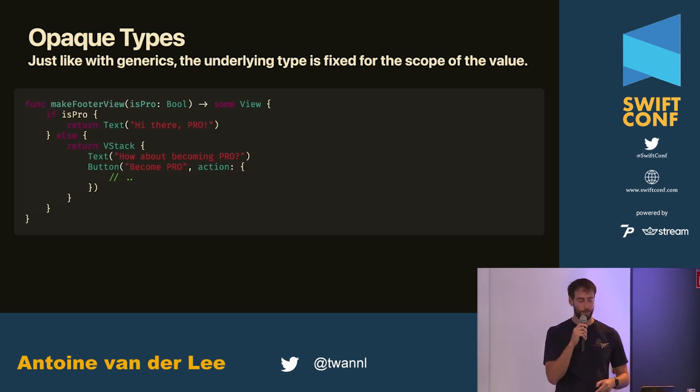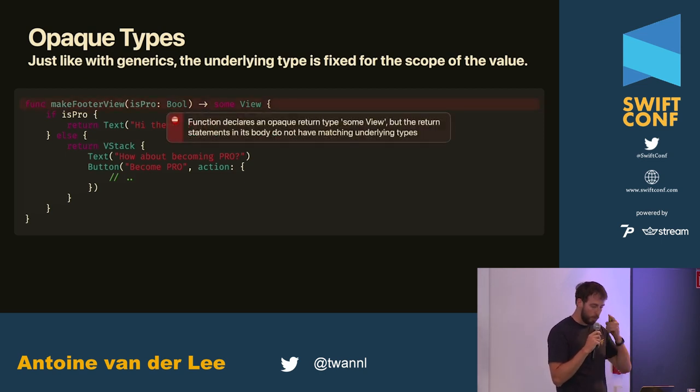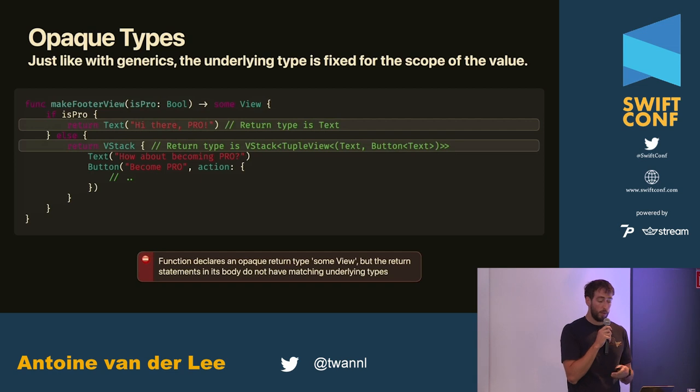This is the first prototype. But you will run into this error, because there's no opaque type at this point. With that, I mean that for the compiler, it's hard to predict the outcome element. Could it be a text element? Or it could be a view stack, a tuple view, a text, or a button, whatever. So this doesn't work.